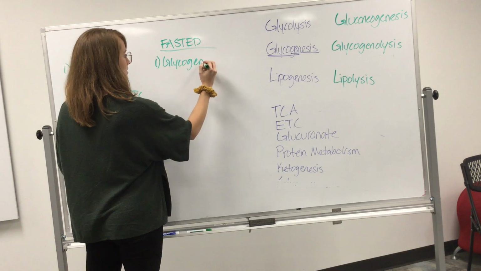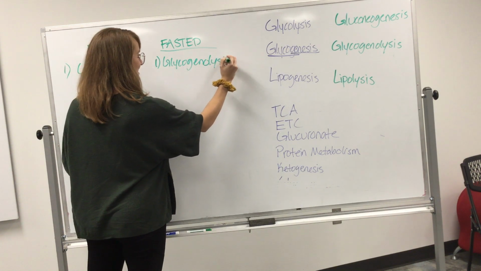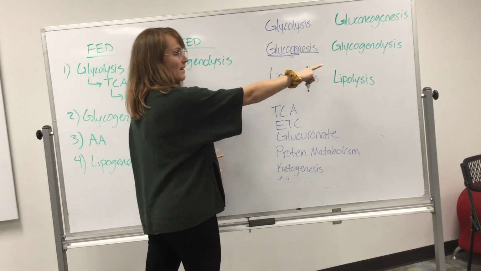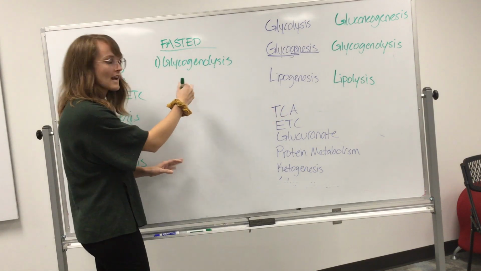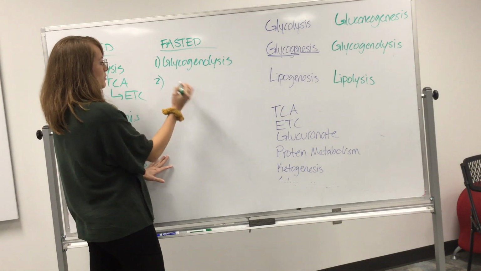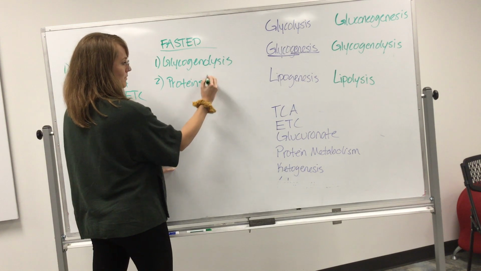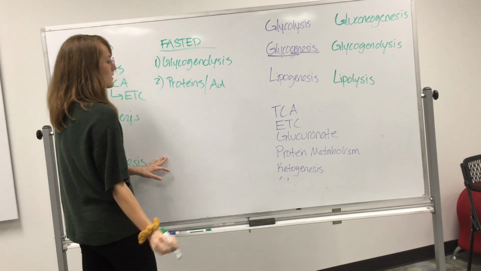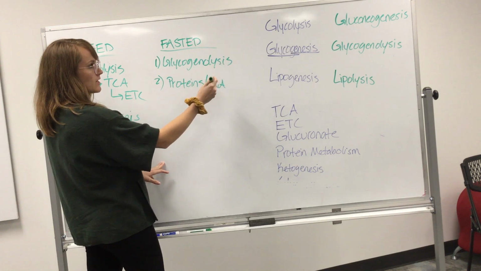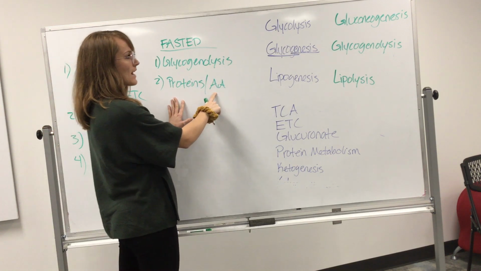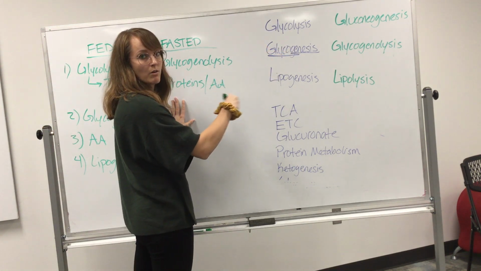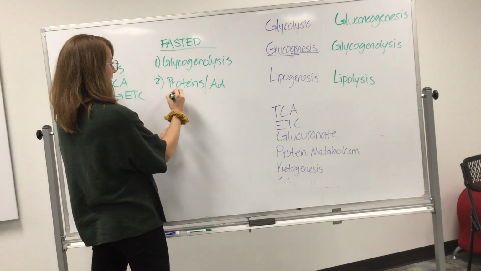Glycogenolysis. Again, break down the word, lysis. So now we're breaking it down. Step two, we're going to start breaking into those proteins, amino acids, which is going to be, we're breaking down our proteins and our amino acids to facilitate the pathway called gluconeogenesis. So I'm just going to write that here too.